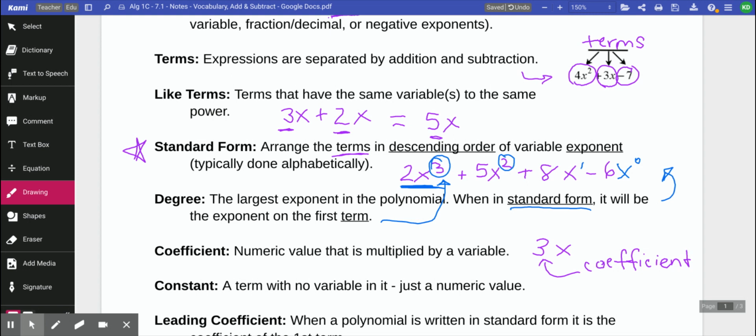A constant is a term with no variable in it, just a numeric value. So that would be, for example, 5, right? Not 5x, just 5.